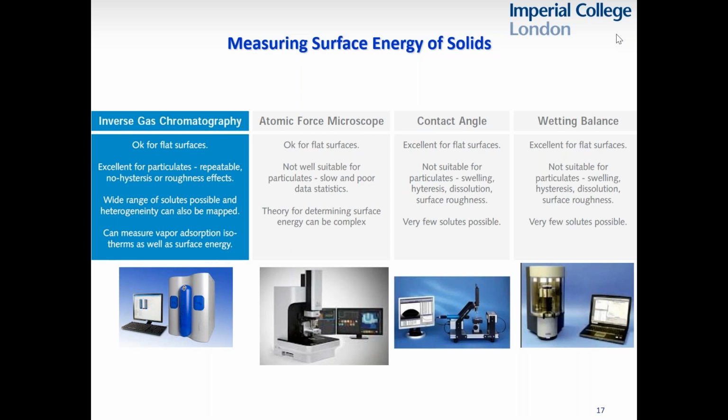As we'll see soon, it's excellent for particulates. It gives repeatable data. There's no hysteresis or roughness effects. We can use a wide range of solids, and we can also determine the heterogeneity, the variations in energies. So for particulate materials, IGC is the go-to method for doing those sorts of determinations.